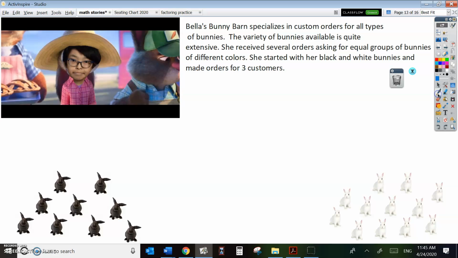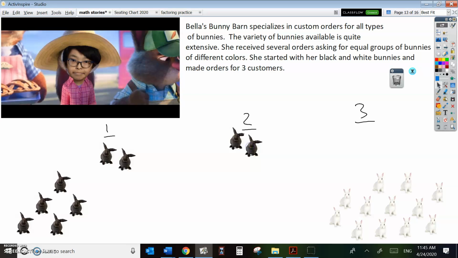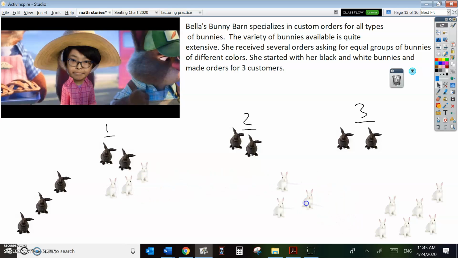So she had her customers stand here, here, and here, and then she brought them the bunnies that they needed. So there's 2 for them, 2 for the second customer, 2 for the third customer. She brought 3 white bunnies over for the first customer, 3 for the second, and 3 for the third.